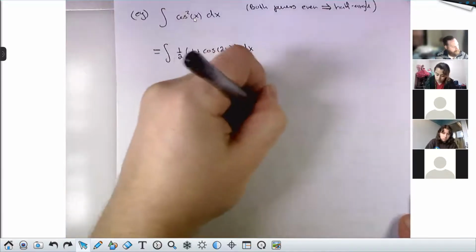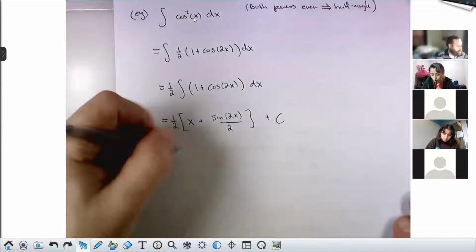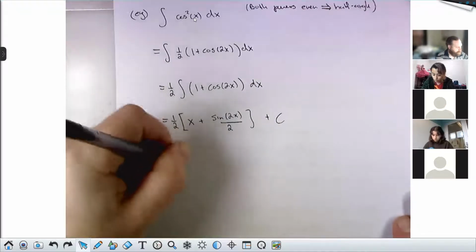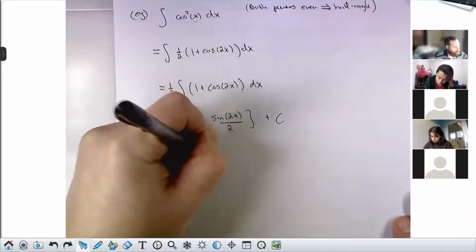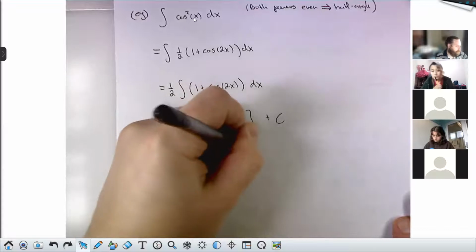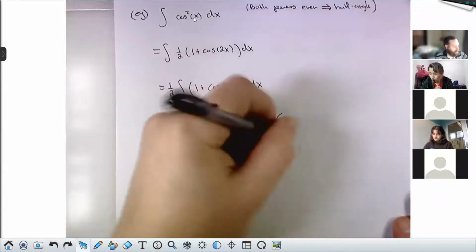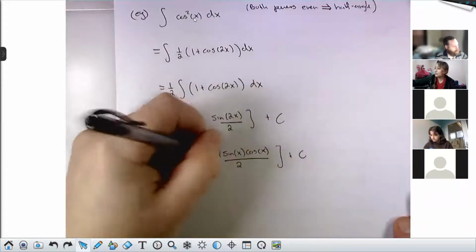And we discussed the common micro u subs that you need to be comfy with here. All right, so this would be a perfectly acceptable answer for this problem. It is maybe worth noting that if you want to, you can simplify the sine of 2x using a double angle identity. Sine of 2x is 2 sine x cos x. So this is 2 sine x cos x over 2, and the 2's cancel.